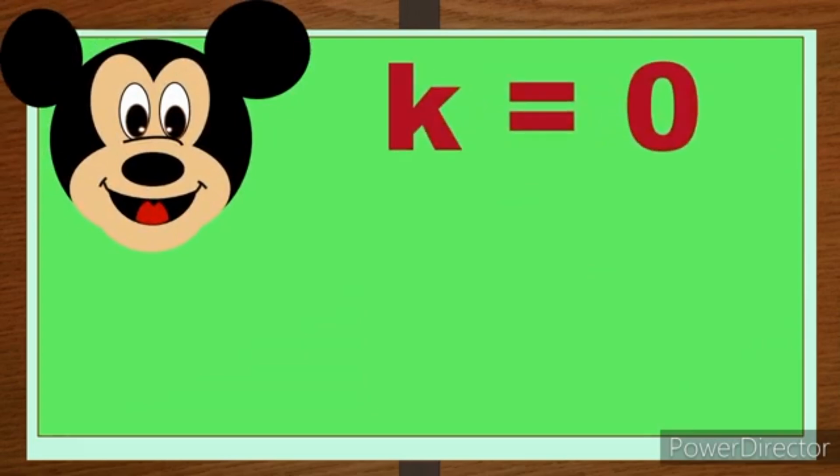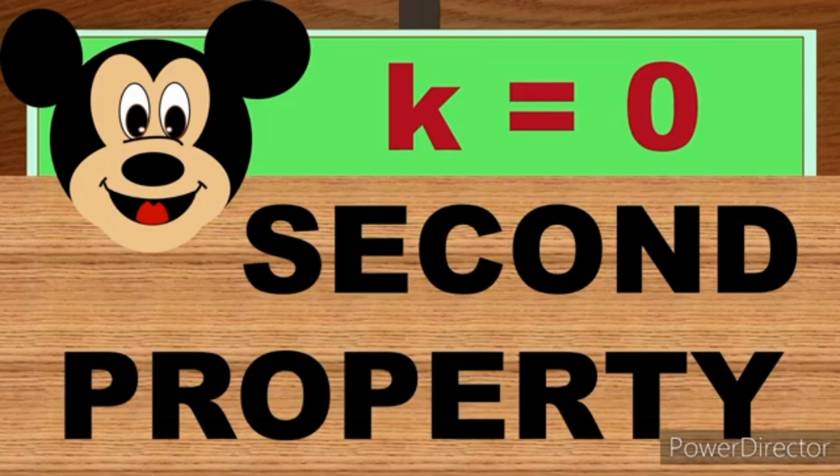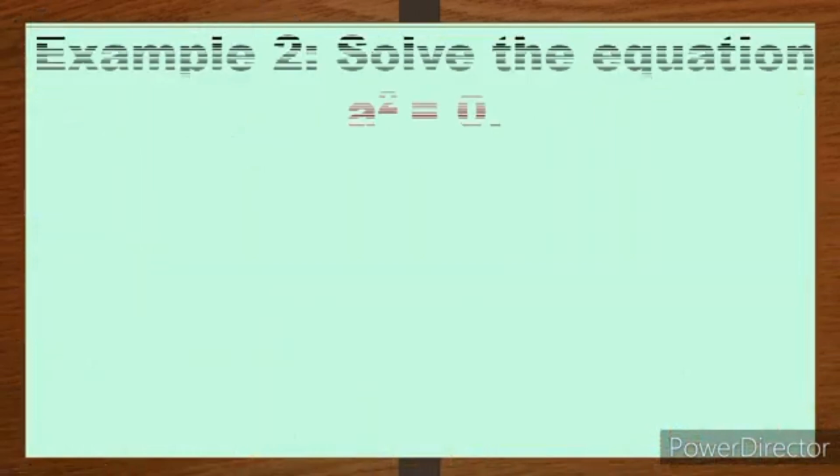Okay, that is an example of the first property. Next, let's have the second one, where k is equal to 0. And this is the second property. Okay, so we have an example for the second property.